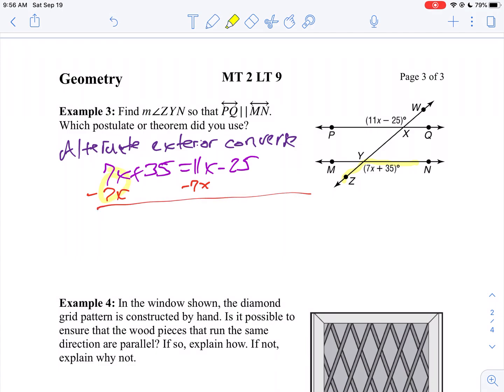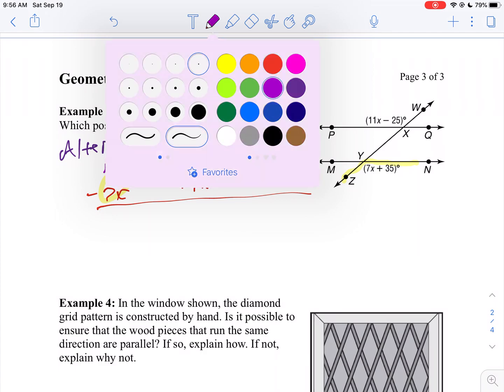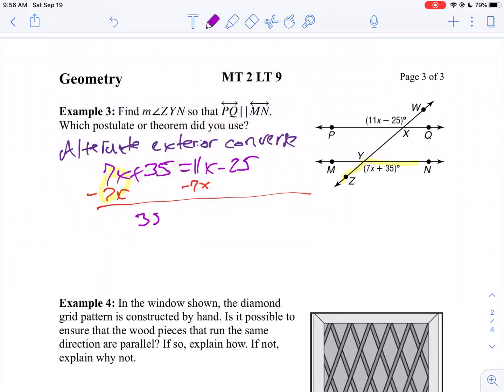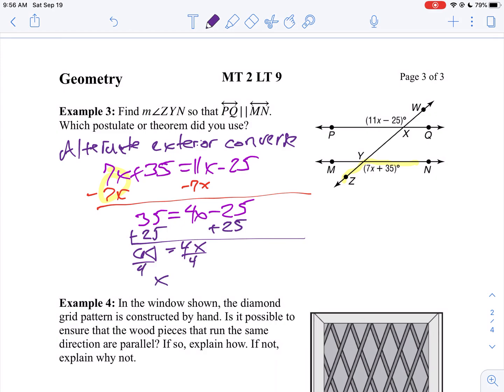7x minus 7x is 0. Bring down the 35. 11x minus 7x is 4x minus 25. So let's add 25 to both sides, and we get 60 equals 4x. Divide both sides by 4. x is 15.